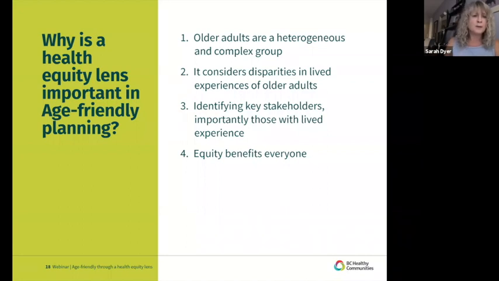And then the other one, number 4, is really to highlight the point that age-friendly communities benefit everyone, and equity does as well. Using an equity lens helps to address inequities, ensuring inclusion of all voices from the beginning and throughout. And this leads to the development of more responsive and sustainable programs and policies and services. And everyone benefits.